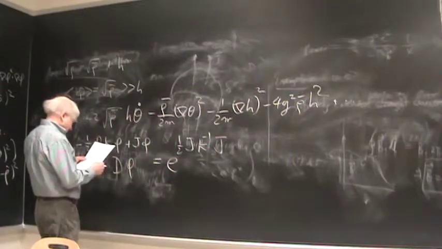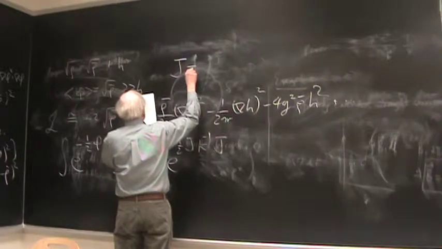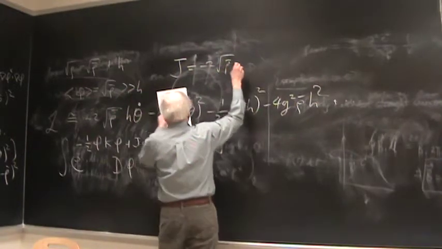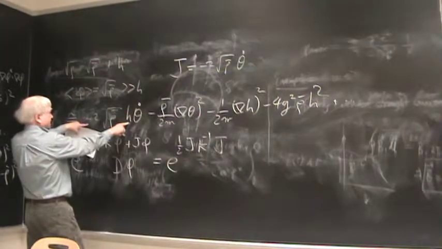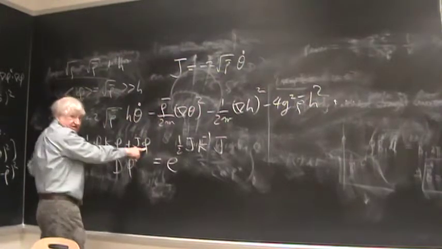And so let's just say what these different things are. J is minus 2 square root of rho bar theta dot. Okay, there's J. It's whatever multiplies h, h being phi.